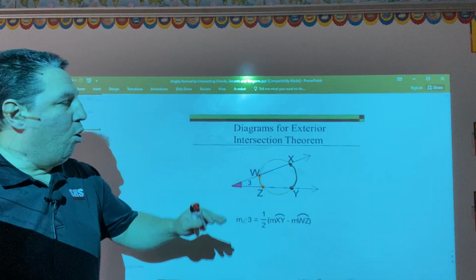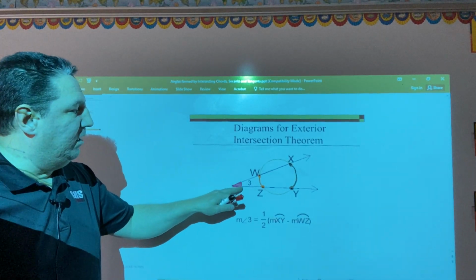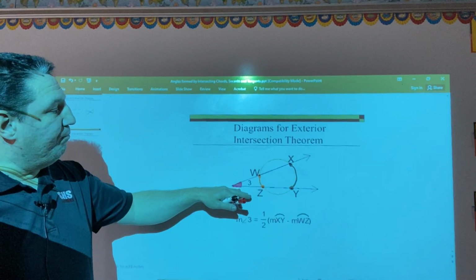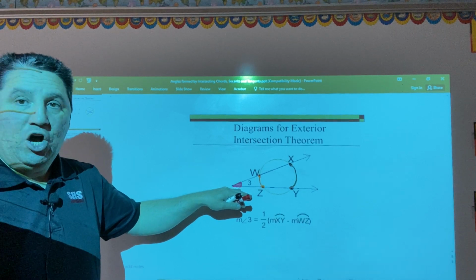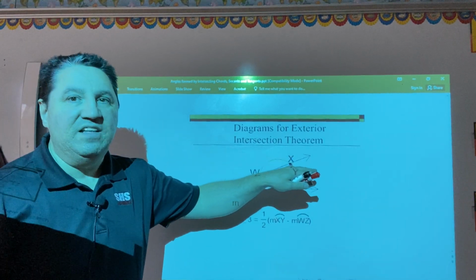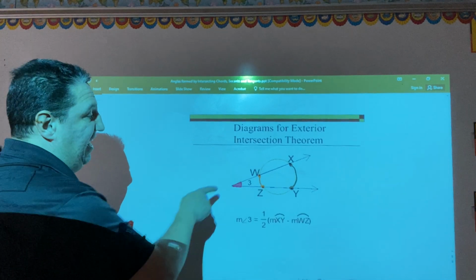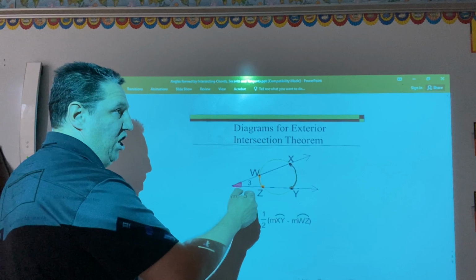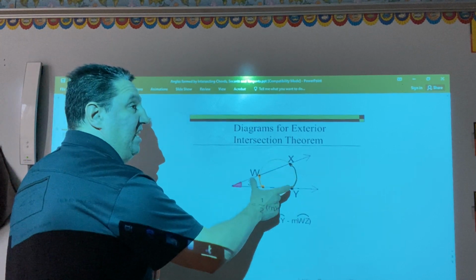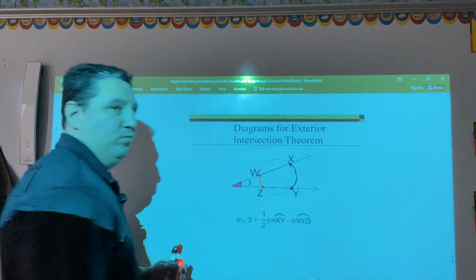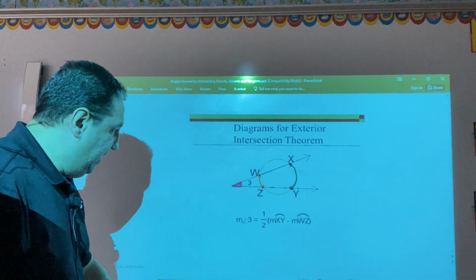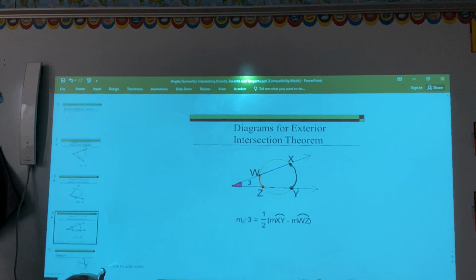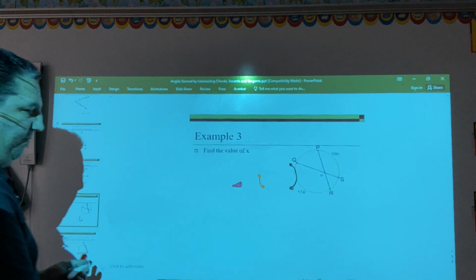So don't forget, when the intersection between lines of a circle is exterior, we always subtract the intercepted arcs. If the intersection of the lines of the circle is inside the circle, we add the intercepted arcs and divide by 2. Good. This being said, let's have a few examples with these cases.